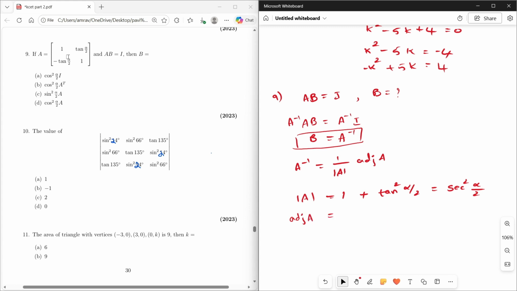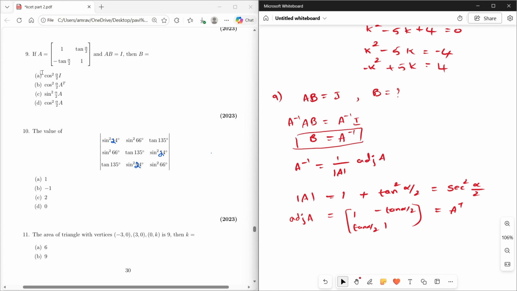Just interchange the diagonal elements and change the sign for non-diagonal elements. You get 1, 1, minus tan alpha by 2, plus tan alpha by 2. Here lies a magic trick. So you could see adjoint A, whatever you have obtained, is nothing but the transpose of matrix A. So when you take the transpose of matrix A, you get the same thing which you have obtained for adjoint. So it will be A transpose.